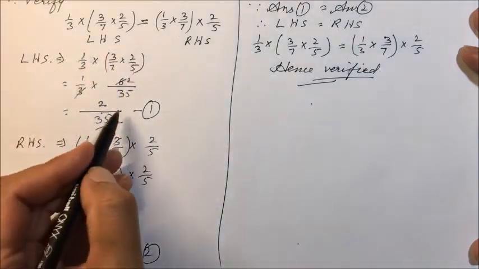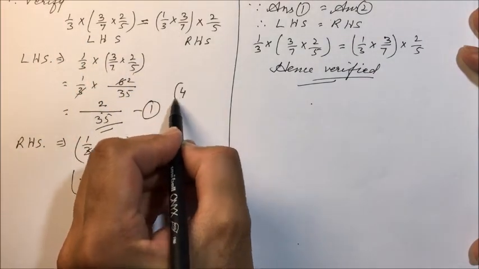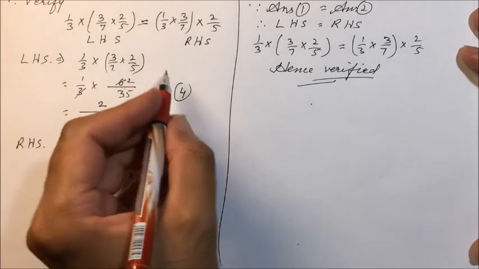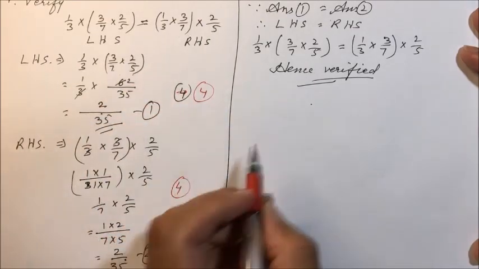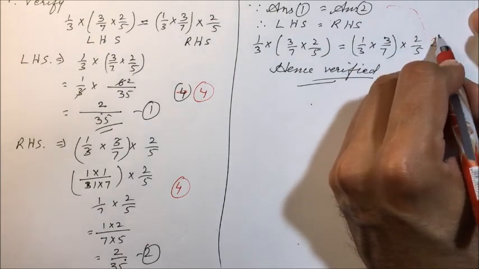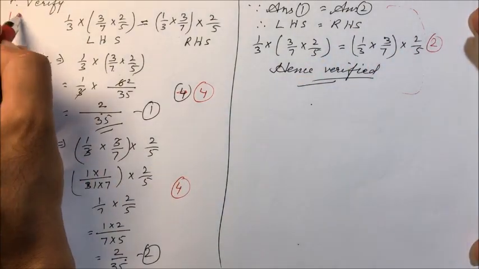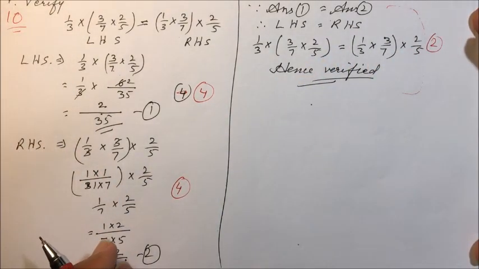So if this is right, give 4 marks. If LHS is right, give 4 marks. RHS is right, give 4 marks. 2 marks for this. Total of 10 marks for the 7th question. This is clear?